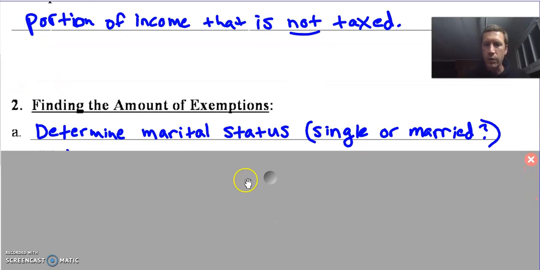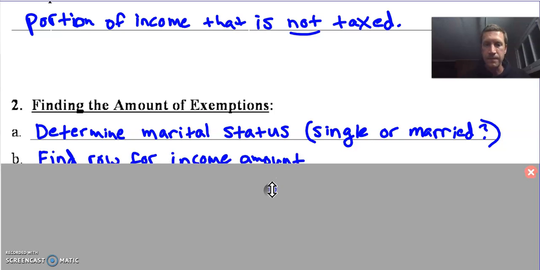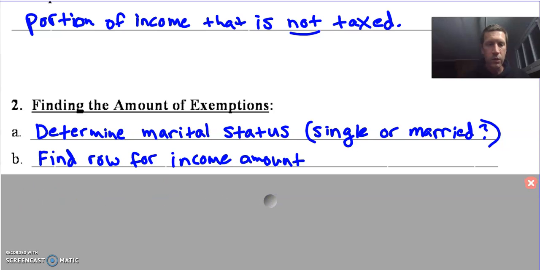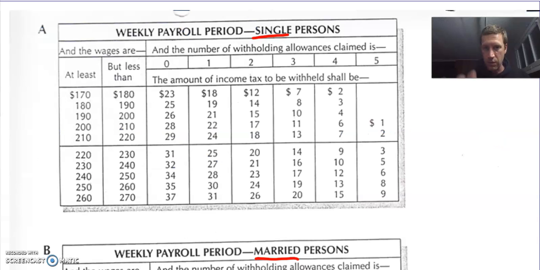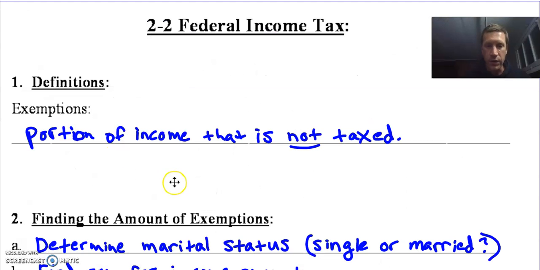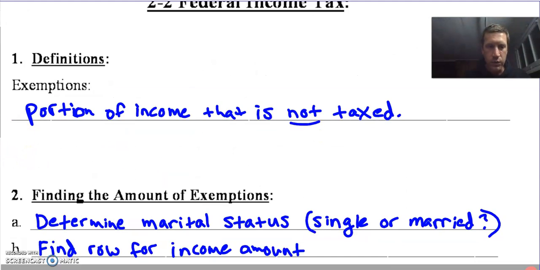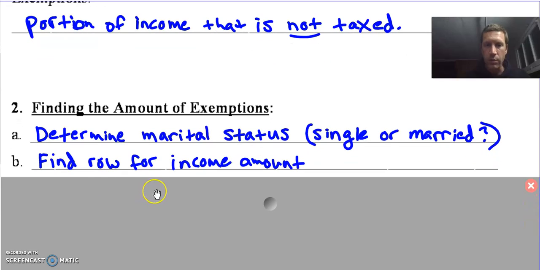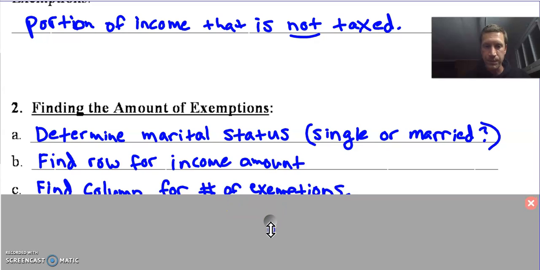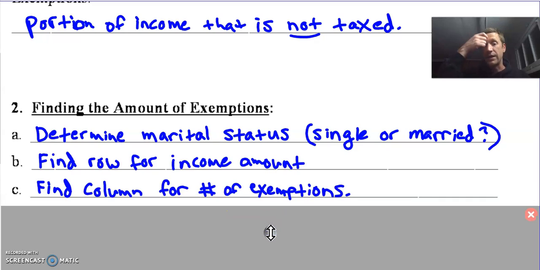So there's a couple steps here. First, the problem is going to tell you whether the person you're dealing with is single or married. So we call it the marital status. So we determine that. Secondly, when we look at one of these tables, we have rows that are going across, columns that are going up and down, going vertically. So this will make more sense once we start going through the first problem. But we find the row for the income amount. We'll be told how much money they make. We need to find the appropriate row. And then lastly, they're going to tell us how many exemptions.